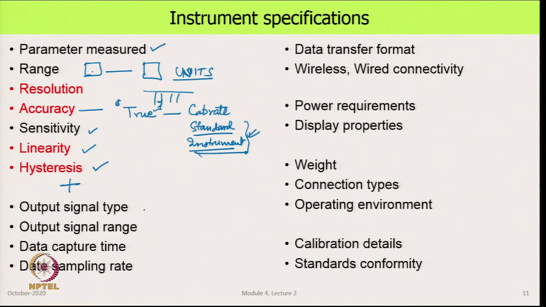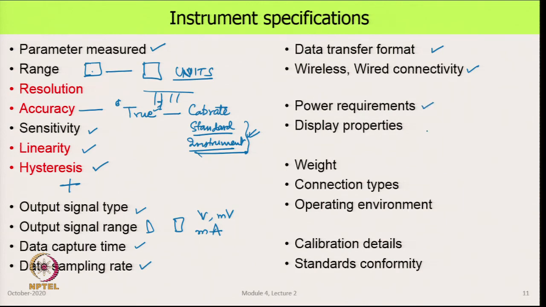The instrument will also tell us what the output signal type is, analog or digital, what its range is, and in what units. It could be volts, millivolts, or milliamperes. It will tell you how much time it takes to capture the signal and display it, the rate at which it can refresh that, and then what the data transfer format is, that is, wireless or wired connectivity, and in what format it sends out the data that it has got.